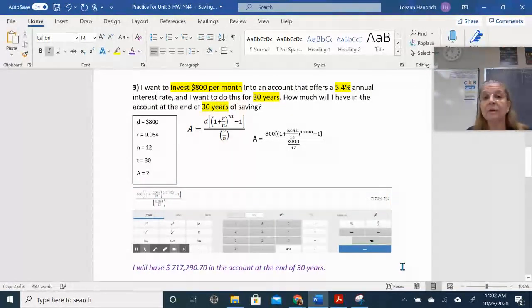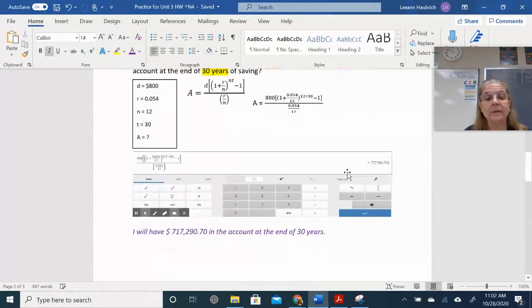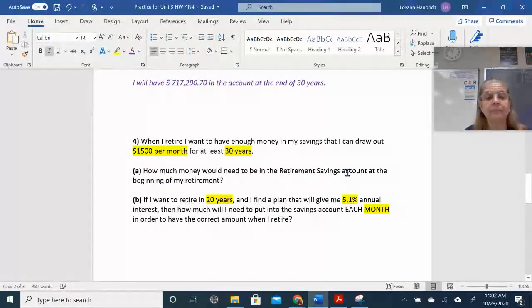This is what I will be looking for when I grade your unit 3, number 4 homework. You need to use the equation. Now, if you are doing this in a calculator, like a graphing calculator, you're going to have to show step by step. That's why I like the Desmos calculator, because I can put all the pieces in at one time and be done with it.